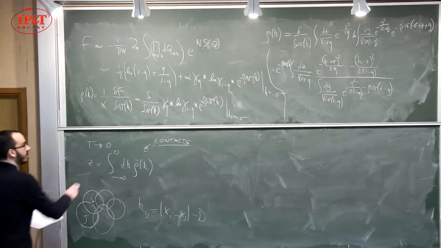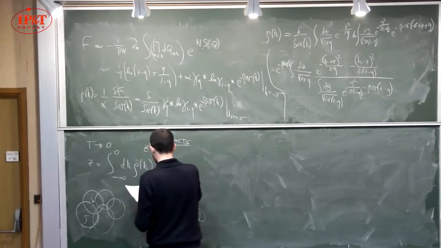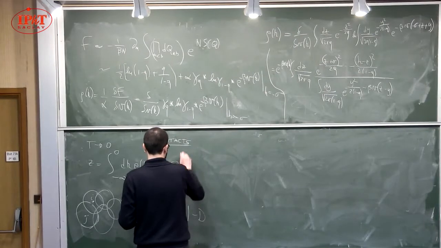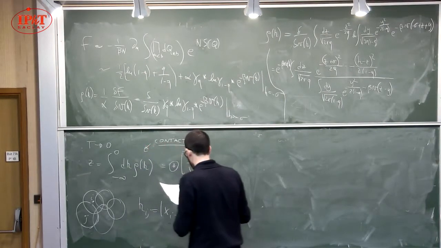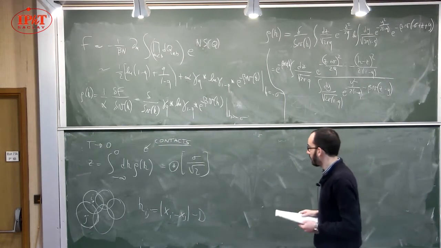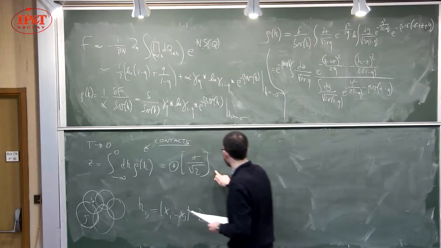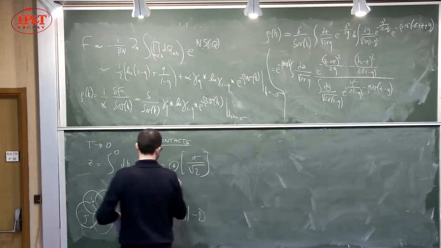So you can compute this through that formula, and what you get is that this is just the theta function of sigma over square root of 2. Okay. So this is at jamming, right?